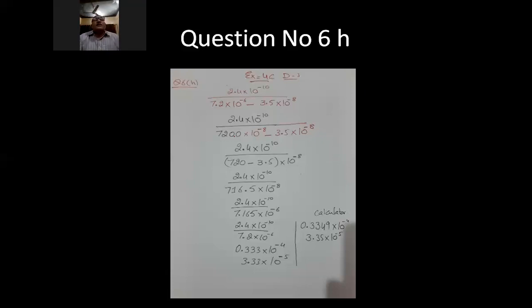If the calculator is allowed to you, you can do it in a single click. And listen carefully to what you have to enter in your calculator. In your calculator, you will enter 2.4 x 10 power minus 10 equals to, divide, bracket start, 7.2 x 10 power minus 6 minus 3.5 x 10 power minus 8, bracket close, equals to. So you will get the answer directly. If the calculator is given to you, then it's very simple.